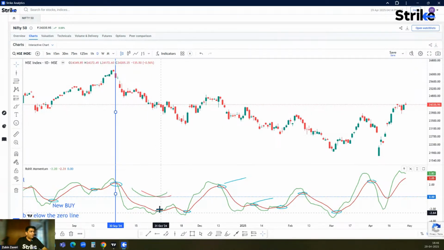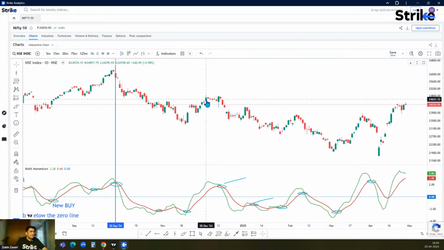All right, then there was, just a second, this is the additional line, I'll take it out. Then over here there was a new buy signal, which came in over here, but it did not sustain much. It came down once again, and once again over here there was a new buy signal where Nifty went up a little bit.